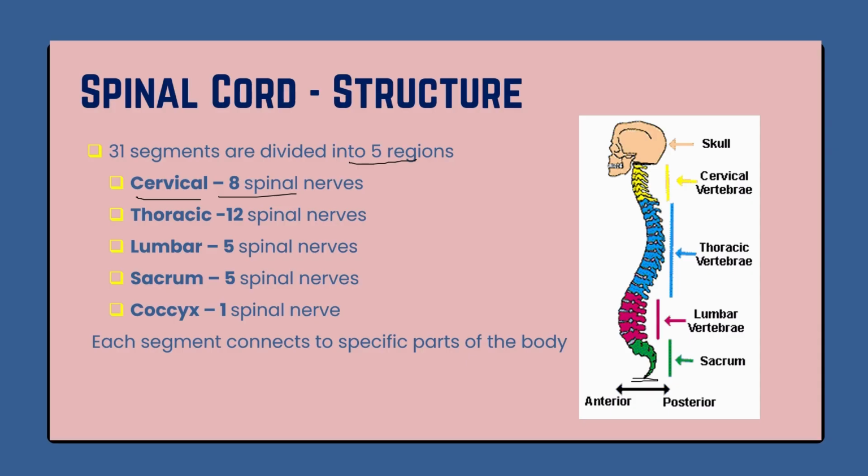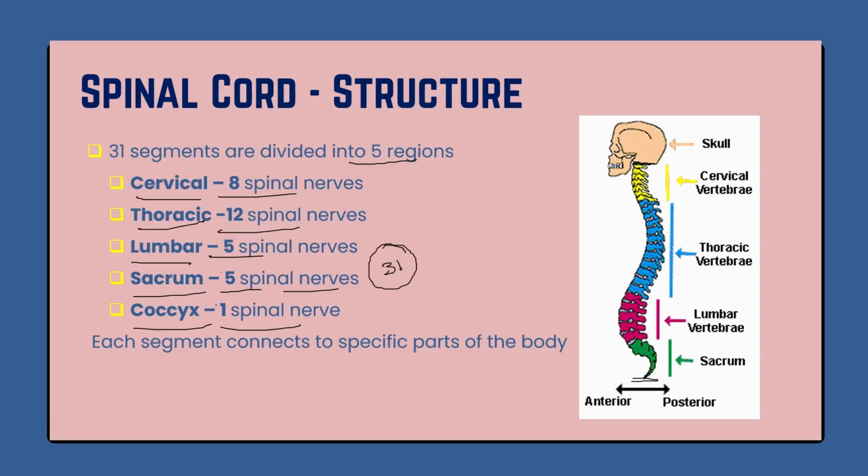Then we have thoracic. Thoracic means it's connected to the lungs, the thorax. It has 12 spinal nerves coming out of it. Then we have the lumbar region, which has 5 spinal nerves coming out of it. Fourth, we have the sacrum, which has 5 spinal nerves coming out of it. Then we have the coccyx, which has 1 spinal nerve coming out. So if you add up all of these, 12 plus 8, 20, 25, 30, 31, it adds up to 31.